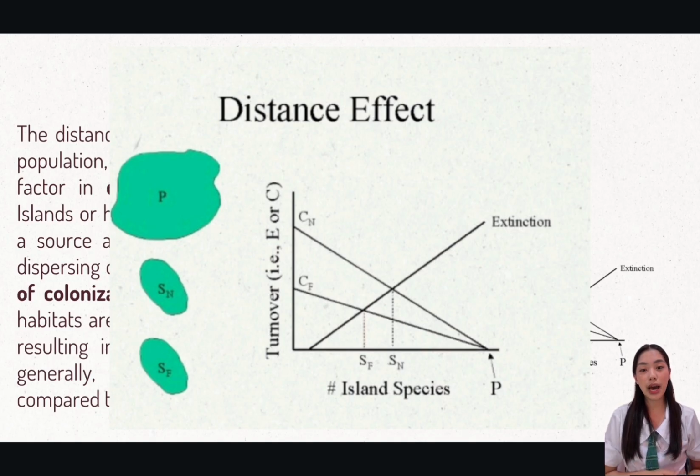And the equilibrium outcome, when assuming a constant extinction rate here, tumaas yung extinction rate niya. Yung intersection point for near islands occurs much further to the right dito sa x-axis natin. This means that islands closer to a source will naturally maintain more species than those that are far away.